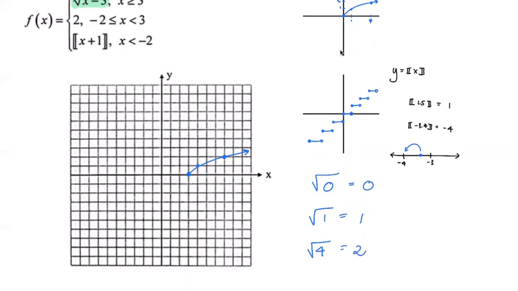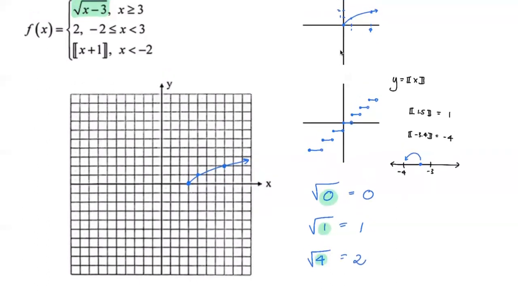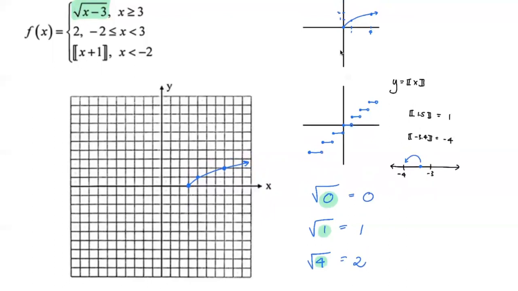So the question now is, how do you get these numbers to show up underneath the square root when the function is square root of x minus 3? And again, this is a piecewise function, so we are only graphing the portion where x is greater than 3. So we will say, well, this is square root of x minus 3, right? So to get 0, x has got to be 3.